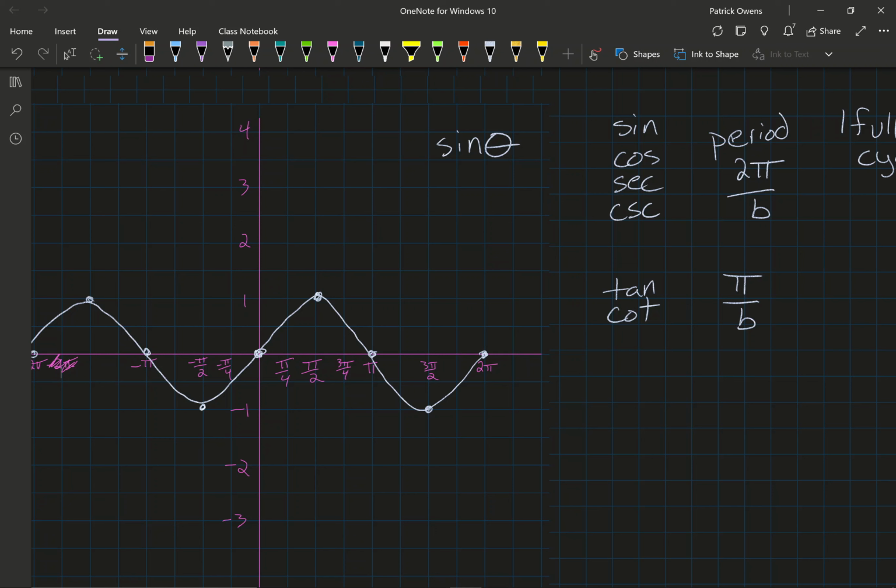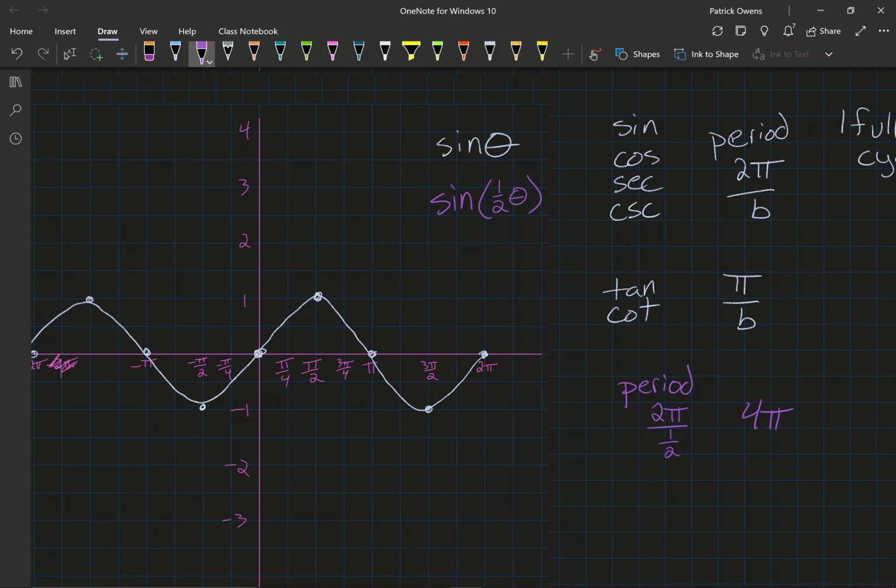So let's take a look at what happens when we have, let's say, sine of 1/2 theta, which could also be written as theta divided by 2. Since b is 1/2, that should stretch the function out. So for our period, I'd like to write out over here: the period is 2 pi divided by 1/2, so our period is going to be 4 pi. We don't have quite enough room on this graph, but we can get some idea.